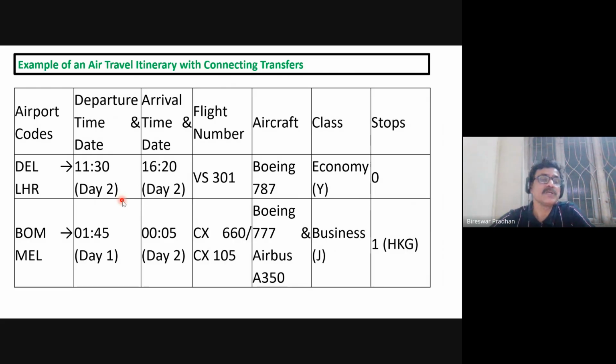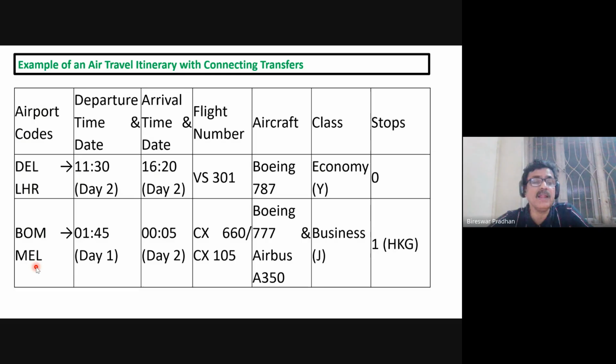Airport codes. Delhi to LHR: the departure time is 11:30 on day two and arrival is 16:20 also on day two. The flight number is VBS 301, the aircraft is a Boeing 787, the class is economy Y, and stops is 0. So this airport code, Delhi to LHR, that type of information helps us.